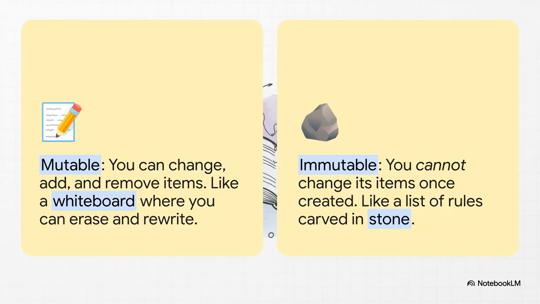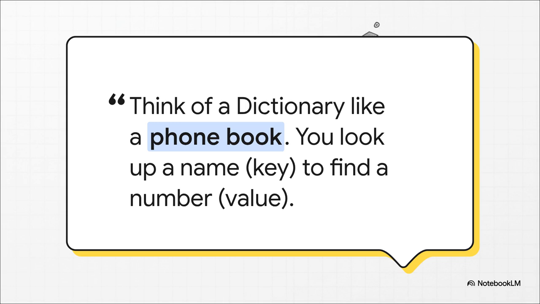Okay, understanding the difference between a list and a tuple is so important, and it comes up on exams all the time. Here's the easiest way to remember it. A list is like a whiteboard. You can add things, erase things, change it all you want. A tuple, though, that's like something carved in stone. Once it's made, it's permanent. You can't change it.